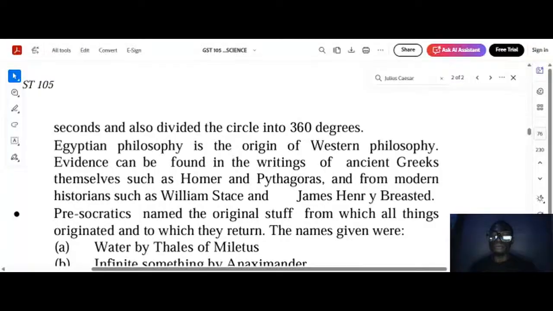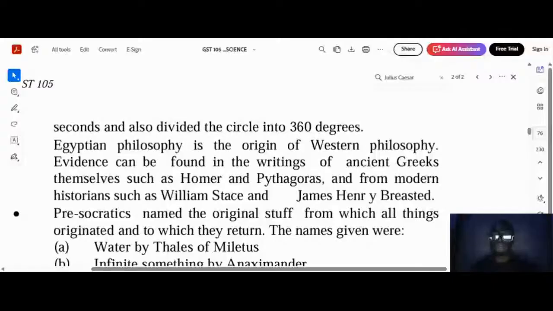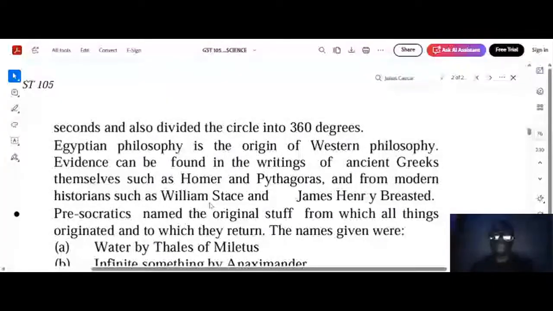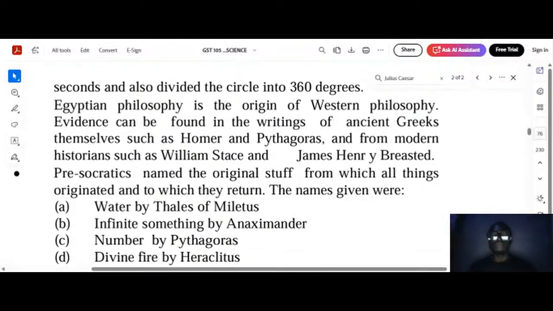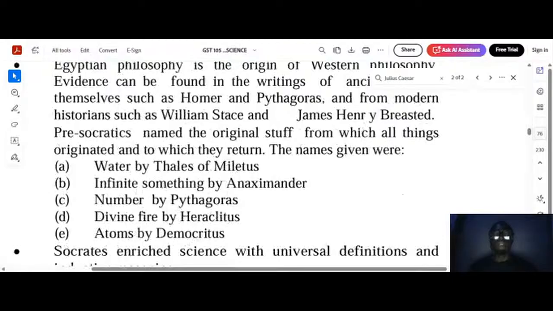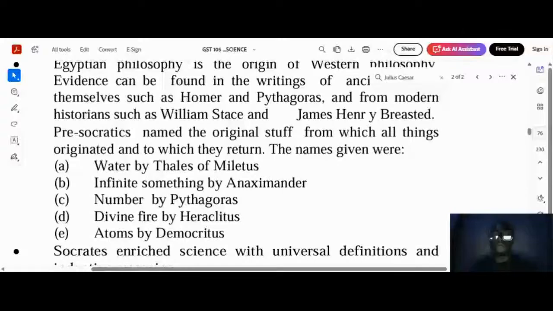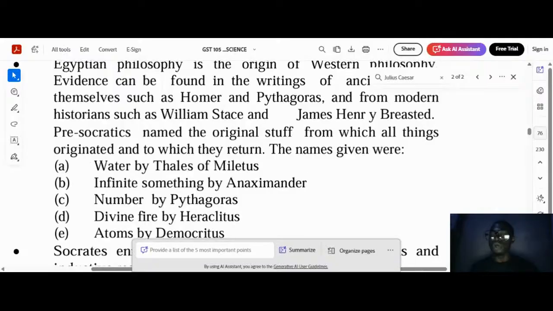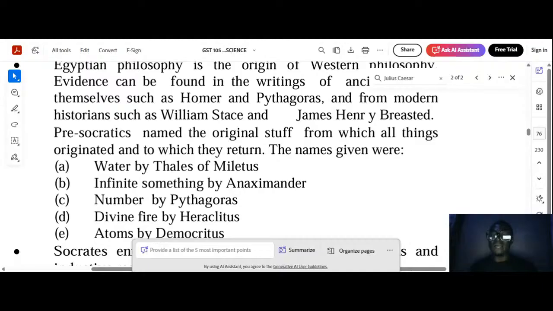Evidence can be found in the writings of ancient Greeks, Pythagoras, and from modern historians like James Henry Breasted. Now, the pre-Socratics named the original stuff from which all things originated and to which they return. The water, by Thales of Miletus. Please, each of these names we want to start mentioning and what they are attributed to. It's even good if you can cram them, if you can chew them.